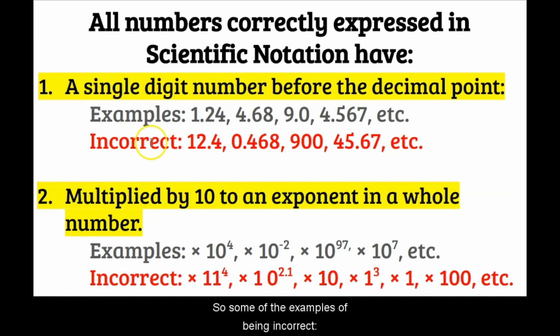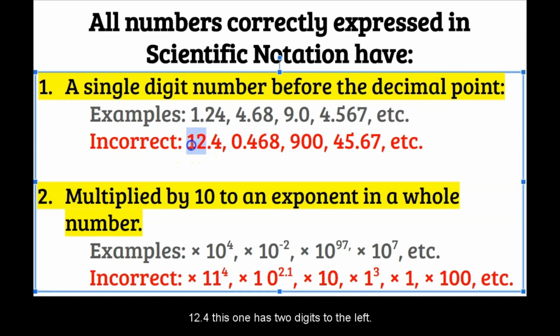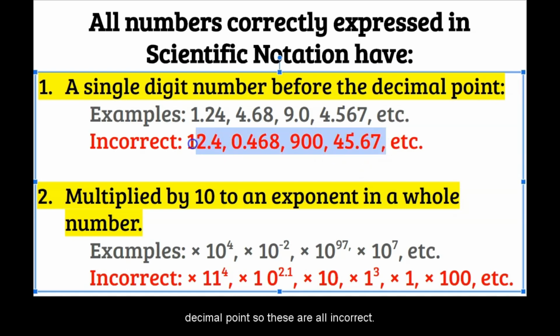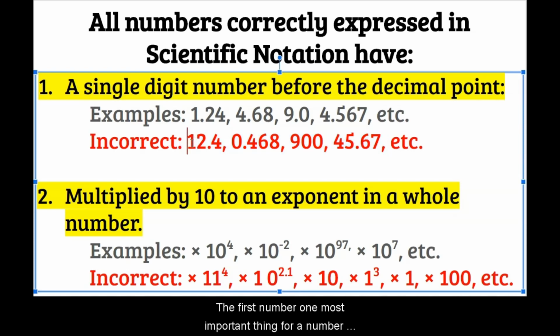So some of the examples of being incorrect: 12.4, this one has 2 digits to the left. 0.468, 0 does not count as a digit in this case, and so this is not a digit on the left. 900, this doesn't even have the decimal showing. It would be right here, but it's not there, so this does not have one single digit to the left. It has 3. You'll see this one has 2 numbers to the left of the decimal point, so these are all incorrect.